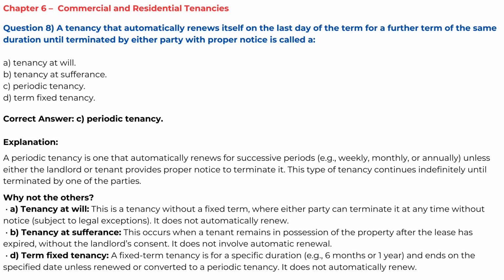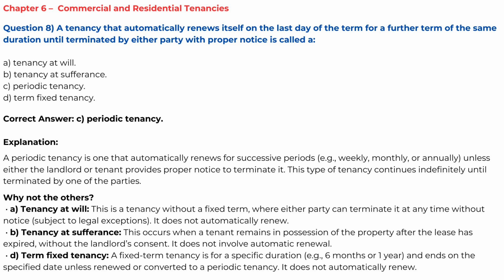Periodic tenancy. Explanation. A periodic tenancy is one that automatically renews for successive periods, e.g., weekly, monthly, or annually, unless either the landlord or tenant provides proper notice to terminate it. This type of tenancy continues indefinitely until terminated by one of the parties. Why not the others? A. Tenancy at will. This is a tenancy without a fixed term, where either party can terminate it at any time without notice, subject to legal exceptions. It does not automatically renew.